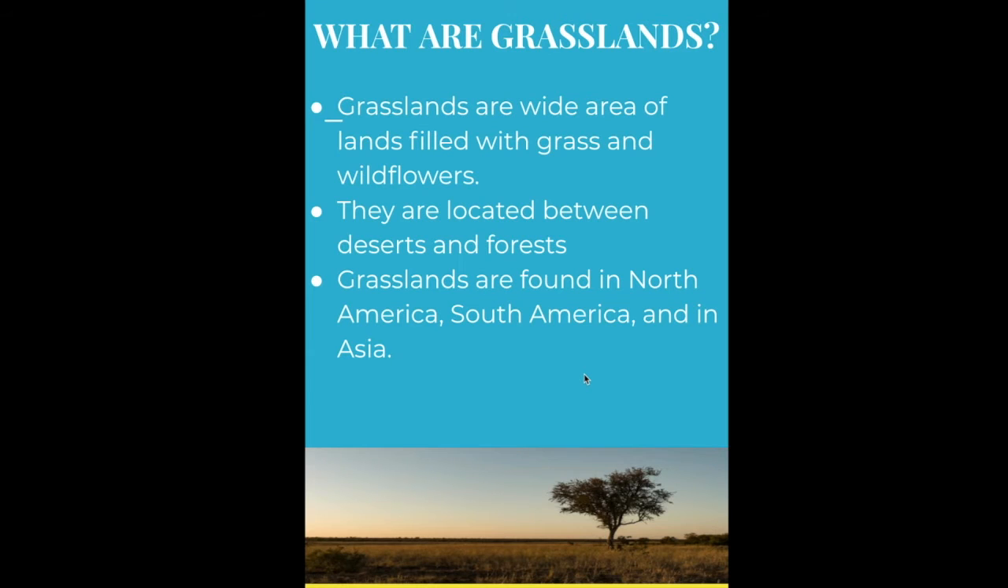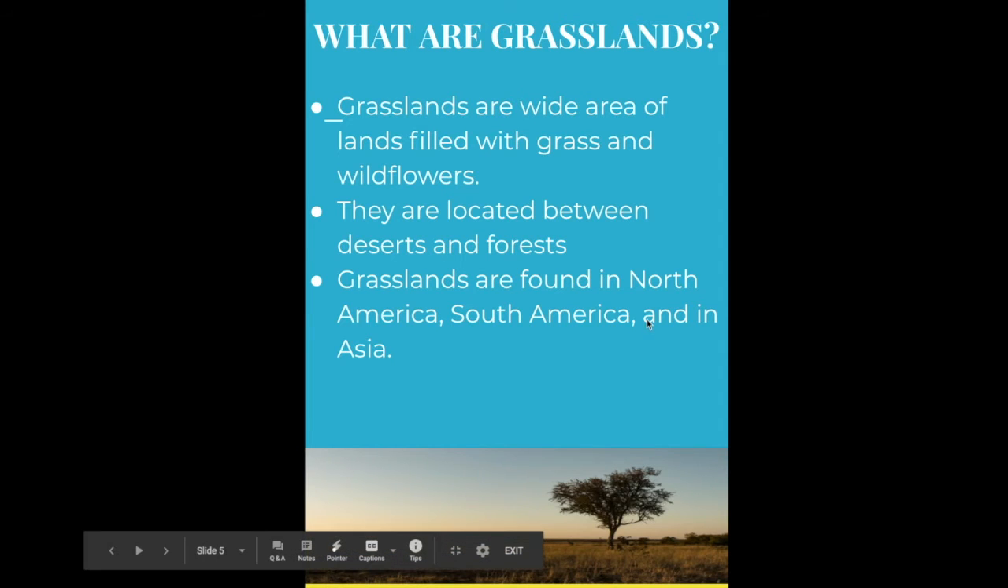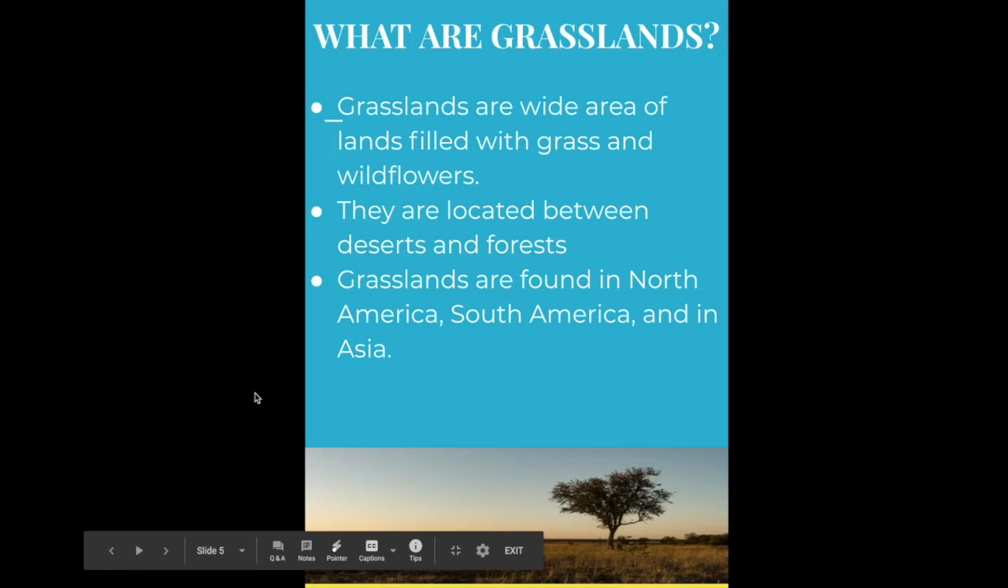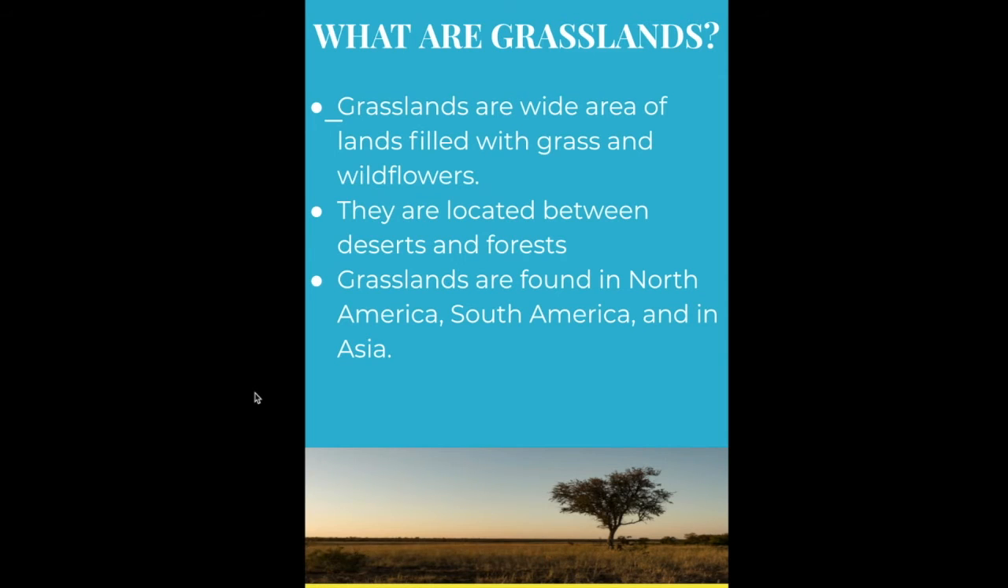So, what are grasslands? Grasslands are wide areas of land filled with lots of grass and wildflowers, kind of like the one we see in this picture below. Grasslands are located between a desert and the forest. A grassland is an area that receives not enough water to be a forest, but plenty of water not to be considered dry like a desert. Grasslands are found in North America, South America, and Asia.